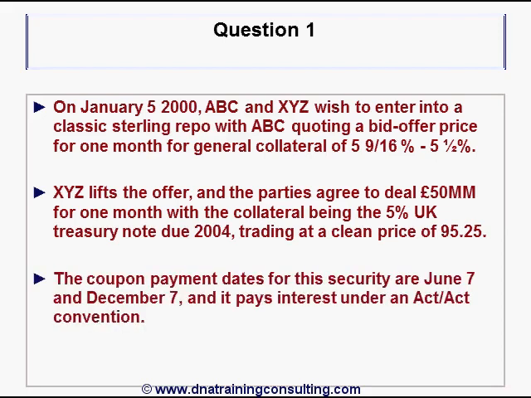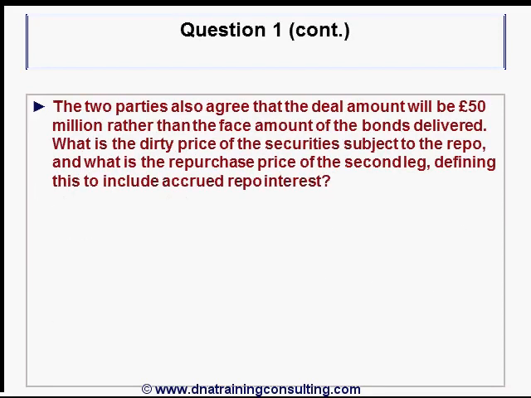The coupon payment dates for this security are June 7 and December 7, and it pays interest under an actual convention. The two parties also agree that the deal amount will be £50 million rather than the face amount of the bonds delivered. What is the dirty price of the securities subject to the repo, and what is the repurchase price of the second leg, defining this to include accrued repo interest?